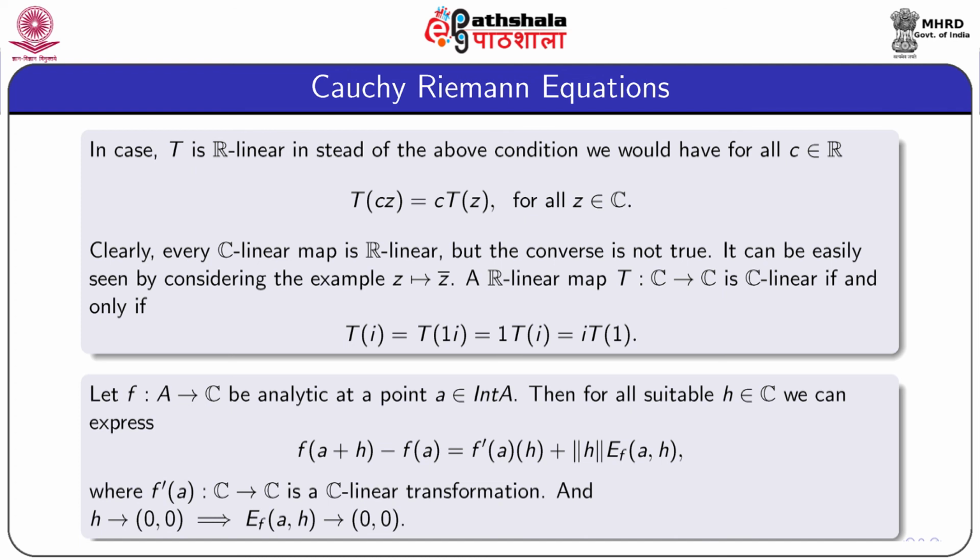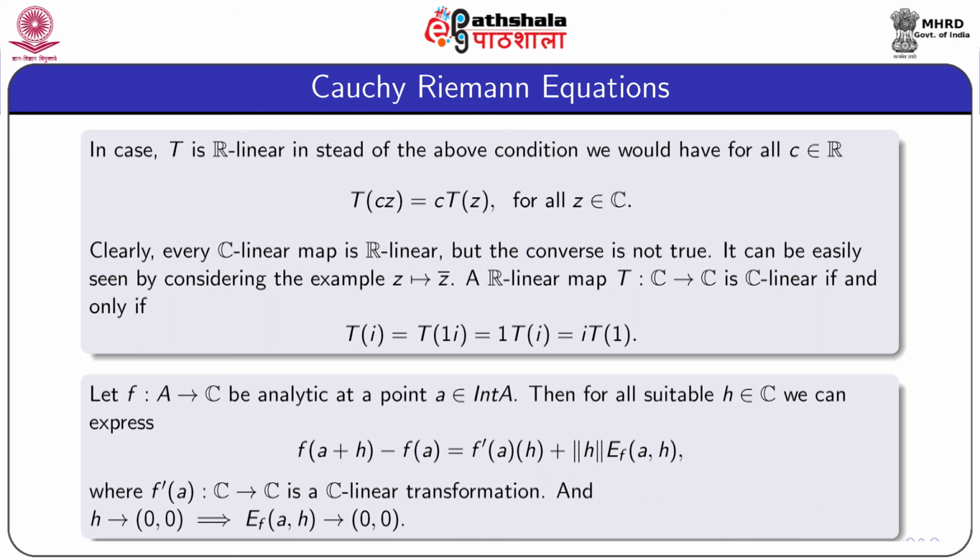Now, an R-linear map T from C to C is C-linear if and only if T(i) equals T(1 times i) equals 1 times T(i). Also we can say T(i) equals T(1)i, that is, i times T(1). So an R-linear map T from C to C will be C-linear if and only if we have T(i) equals i T(1).